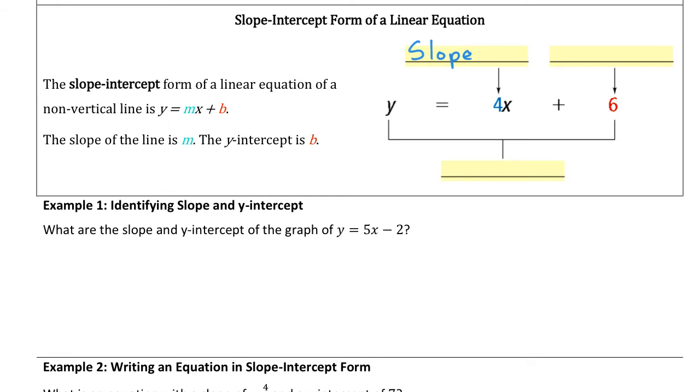The other number, we call that a constant because it is just a number by itself being added or subtracted from the slope. This is the y-intercept. This is the y value of the point where our graph crosses the y-axis. So this 6 means our graph will cross the y-axis with a y value of 6.